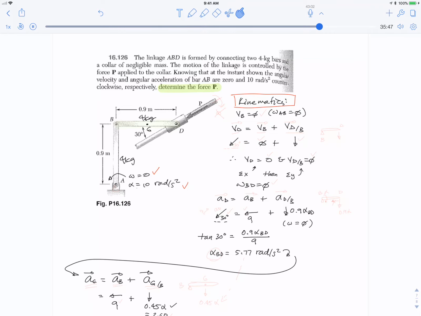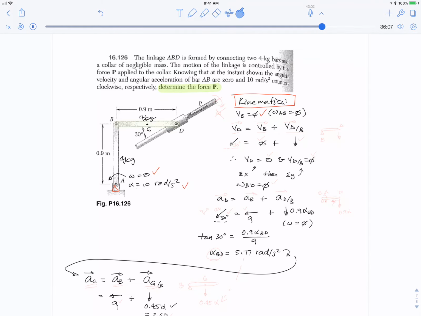Okay, so as you look at this, you look for pins and things that are spinning around pins. And so A is definitely pinned, and so that means B is spinning around A. So the velocity of B we can get if we know omega, and we know the omega is 0. So since omega is 0, the velocity of B is 0.